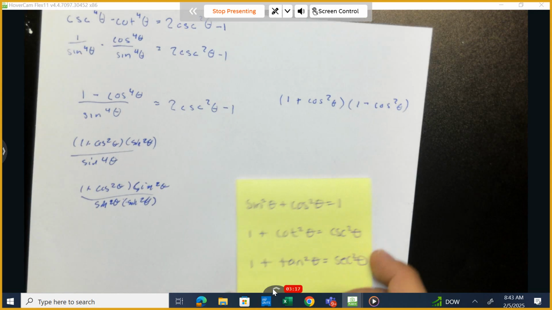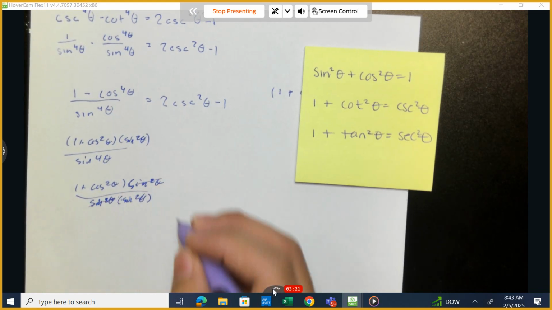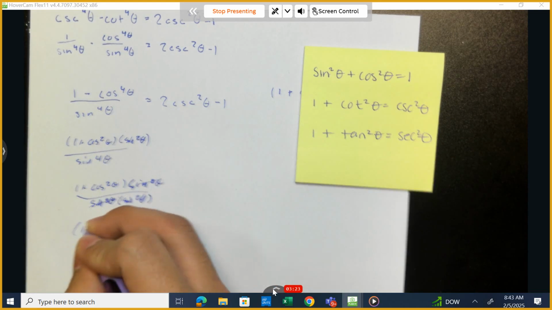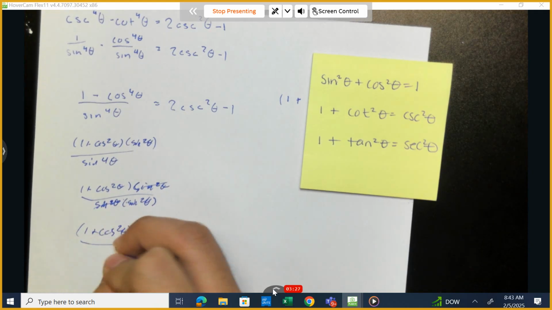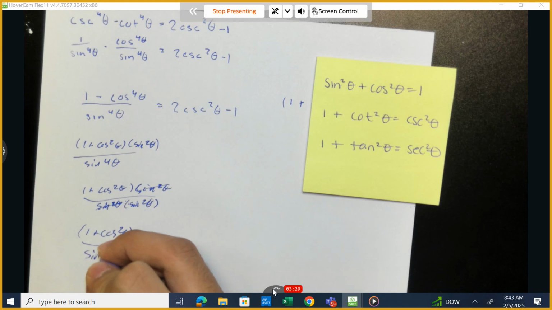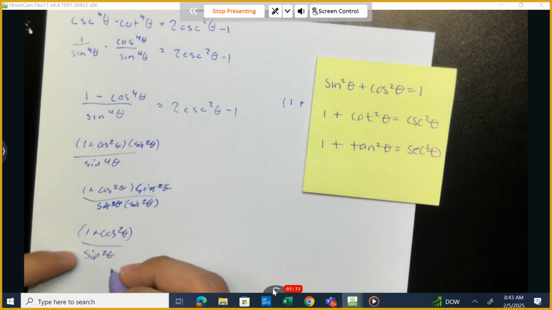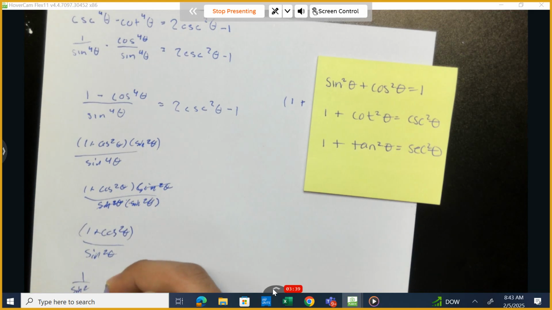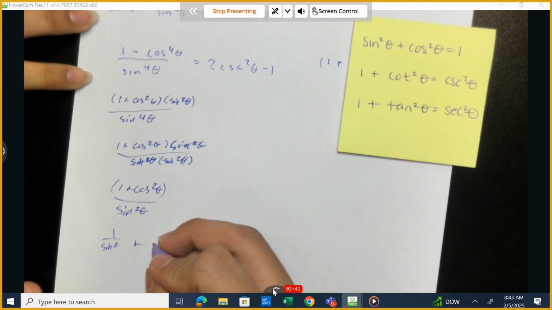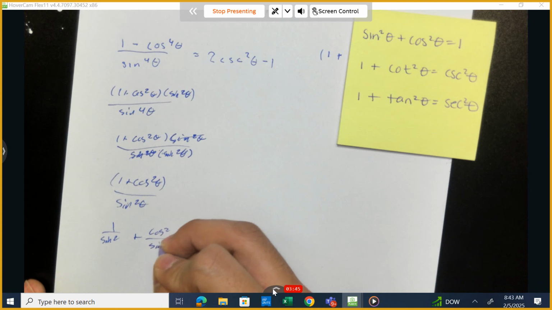Okay, keep going. We can take sine squared off from both sides, from the top and bottom, and we'll be left with 1 plus cosine squared over sine squared. And we can distribute the sine squared into both the numbers on top, so it'll be 1 over sine squared plus cosine squared over sine squared.